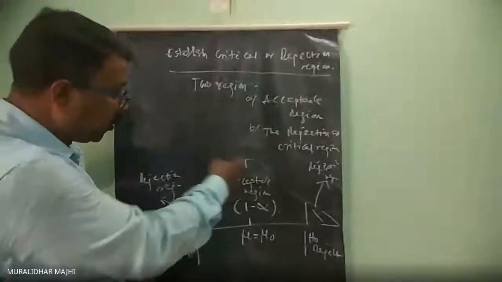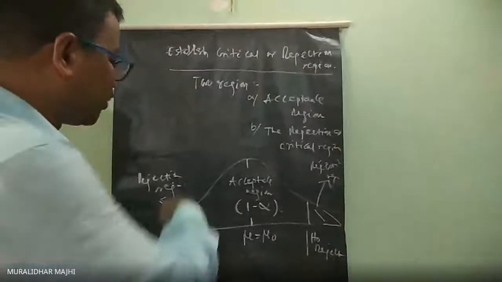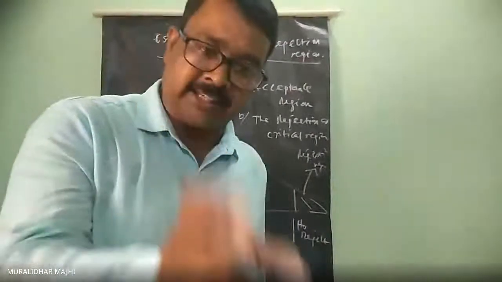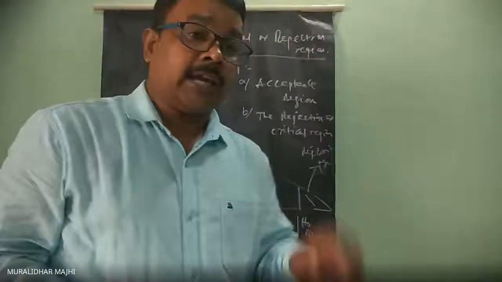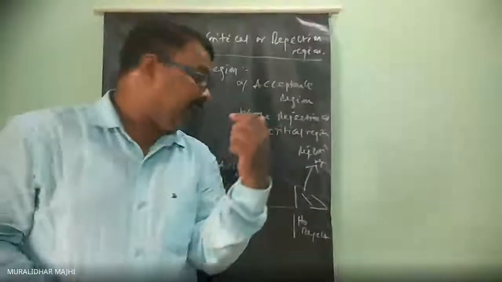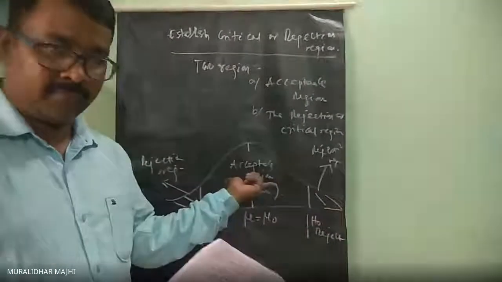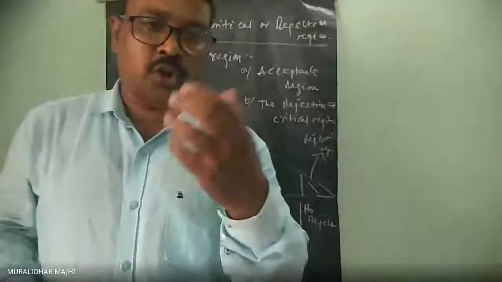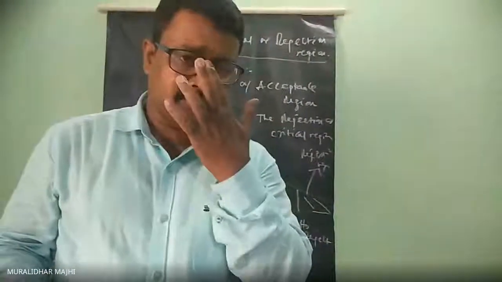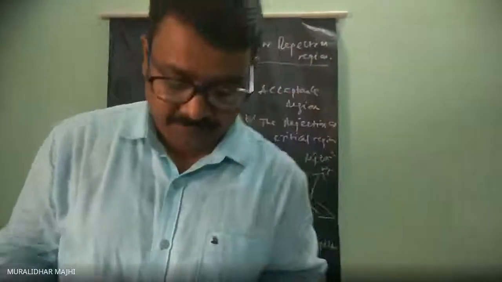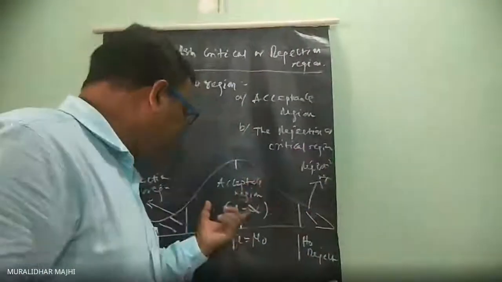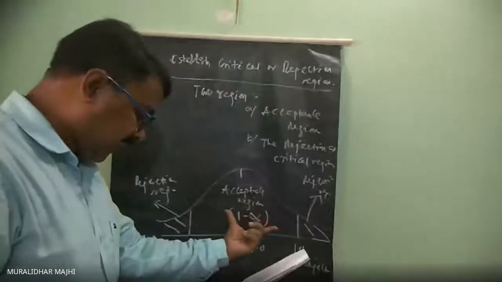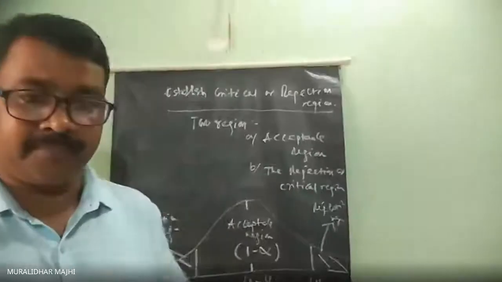You see here, what is the purpose of drawing this particular sampling distribution curve and showing the region of rejection and acceptance? Dear student, if the sample statistic, you see, this is very crucial. If the sample statistic falls in acceptance region, the null hypothesis is accepted. Otherwise, it is rejected. I repeat, if the sample statistic falls in acceptance region, the null hypothesis is accepted, otherwise rejected.